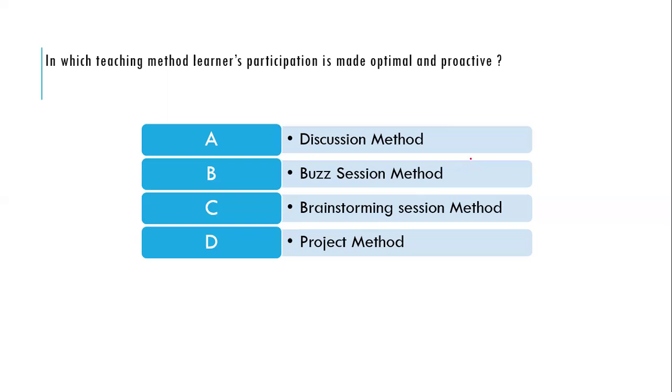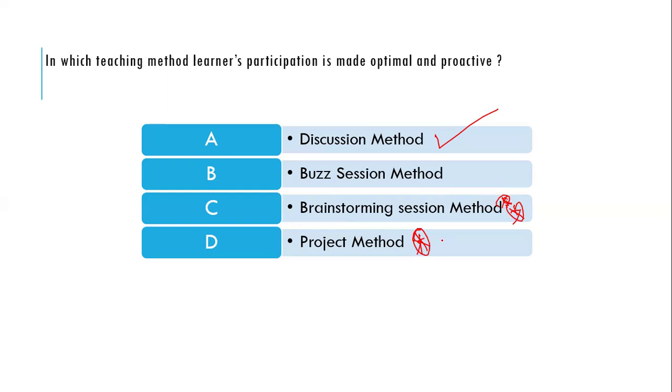Optimal and proactive. You can have brainstorming to generate ideas, maybe not possible for some students. Project method, yes, but they have to complete. So everyone has to complete. But participation, maybe discussion method. Why it is not brainstorming session method is that some students may find it difficult for some problem solving topics or ideas.